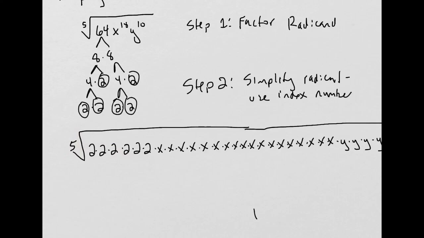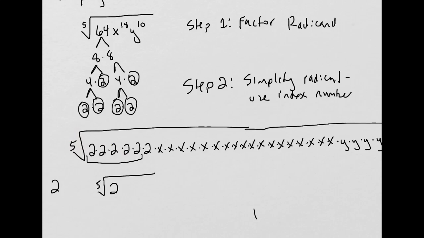So let's start with the 2's. So the question is, how many groups of 5 2's can I make? Well, I've got one group of 5 here, and then I have the 2 left over. That means I can pull 1 2 out, and I've used all 5 of those 2's in order to pull 1 2 out, and then there's still a 2 left over underneath my radical. So I'm still going to have a radical, fifth root of, and there's still a 2 stuck underneath.